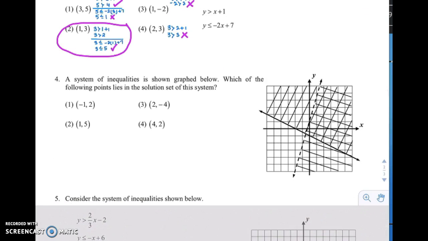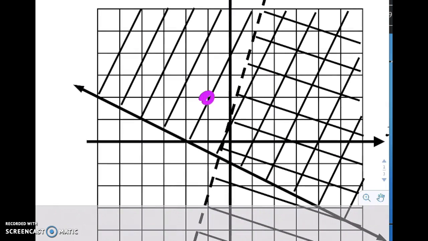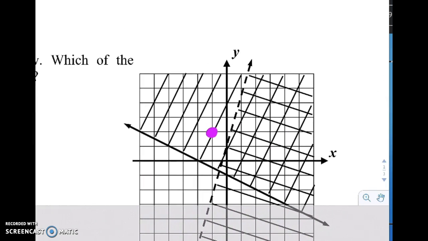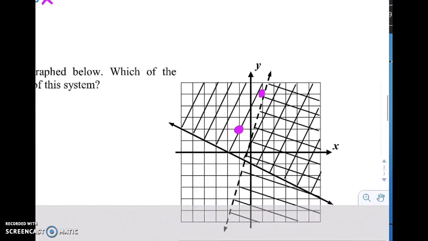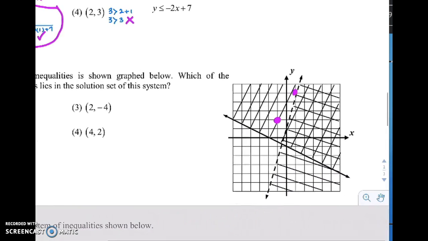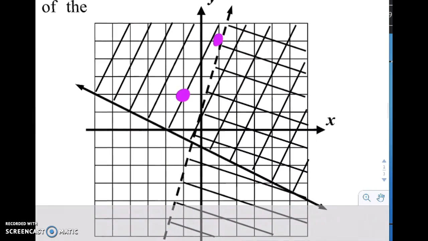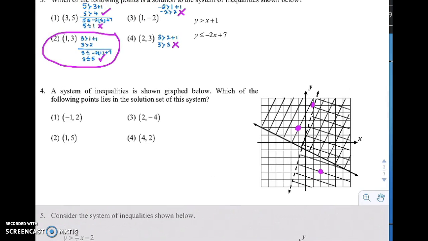Which of the following points lies in the solution set? Well, the point negative 1, 2 is here, and that's a solution of one of them, but not both of them. The point 1, 5 is here, and that is outside the solution set for that dotted line there, so it's not 1, 5. 2, negative 4 is another point that's a solution to one of those inequalities, but not both.